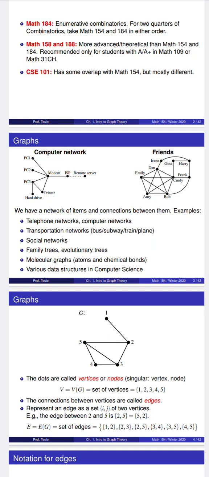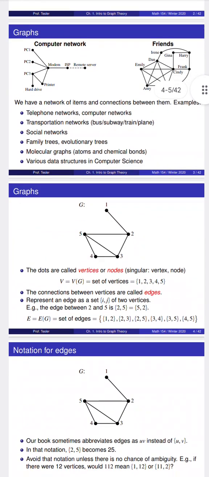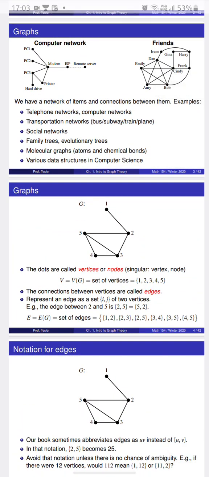So, what are graphs? The dots are called the vertices of the graph, or nodes. Here, V equals V(G), the set of vertices, and the connections between the vertices are called edges.